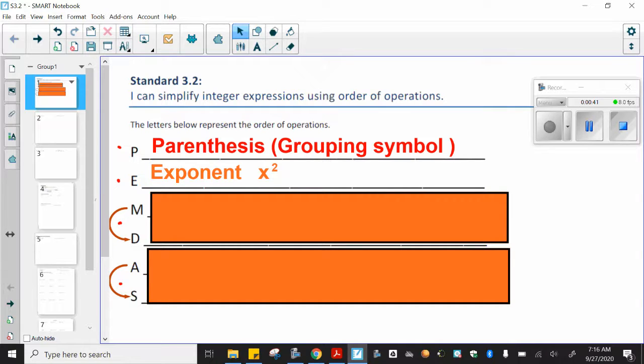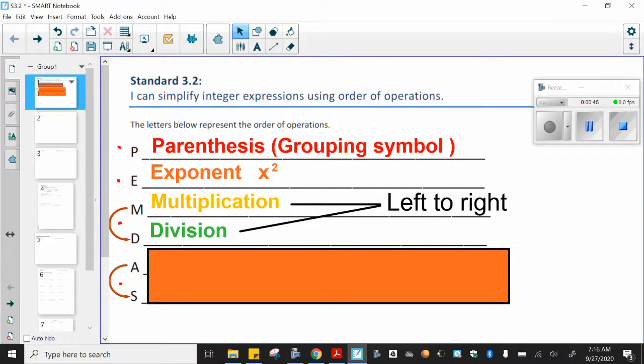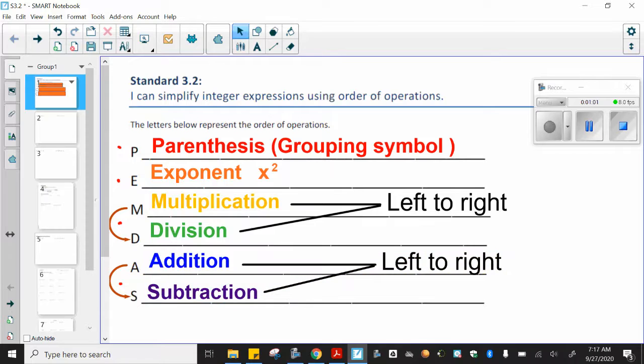The third step is multiplication and division, right? And we're always going to go left to right with that. So we're going to do multiplication or division going left to right. We don't want to do multiplication then division, but it's multiplication and division, left to right. And then our last step is addition, subtraction, left to right. All right, let's see what we can do here.